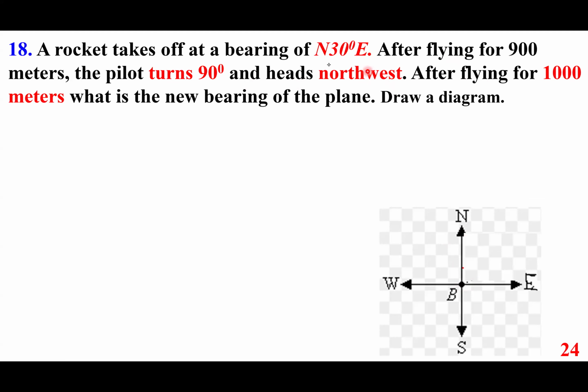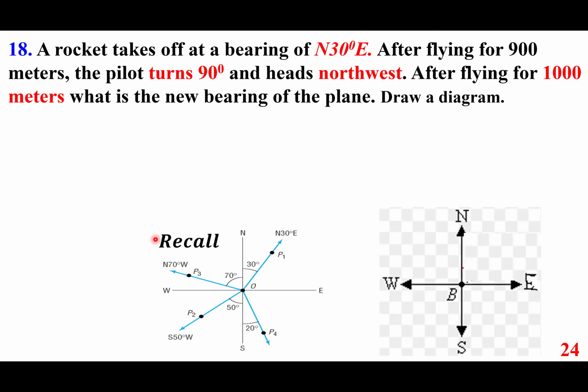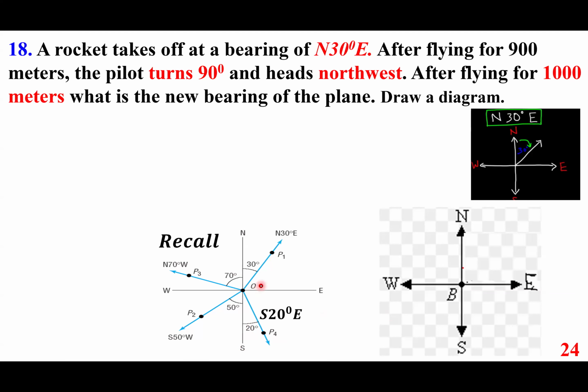So first we are going in this direction. And I'm going to remind you of that. Okay, so this is north, 30 degrees east. So we are going this way. Just as an example, this was south, 20 degrees, going this way to the right is east. We just did it on the previous page. So we are going in this direction, north 30 degrees east. That's the first. After flying for 900 meters, we're going to go for 900 meters this way, north 30 degrees east.